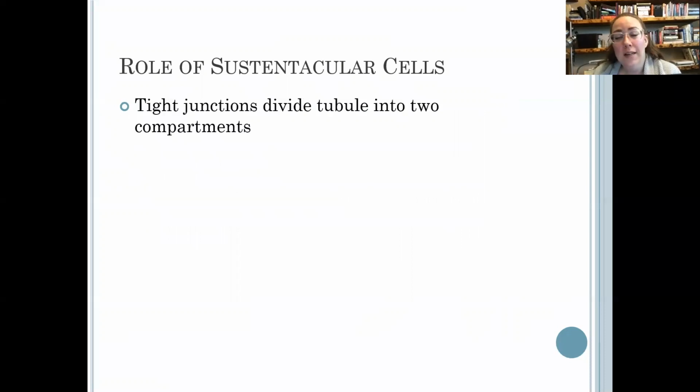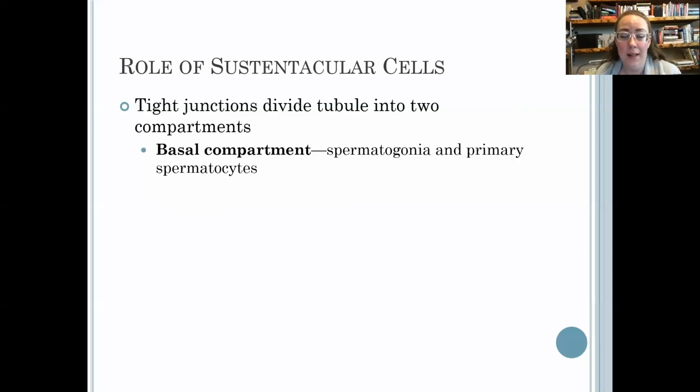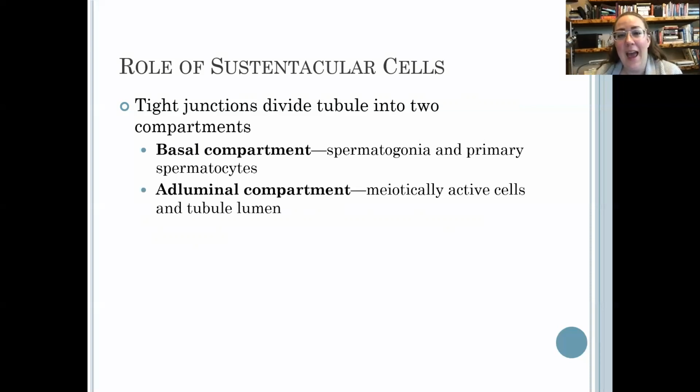There's also tight junctions that exist between adjacent sustentacular cells, which helps to divide the seminiferous tubule wall into two components: a basal compartment where the spermatogonia and primary spermatocytes live, and then the adluminal compartment, which is deeper to the basal compartment, where the meiotically active spermatocytes are, right? So it's more toward the lumen.